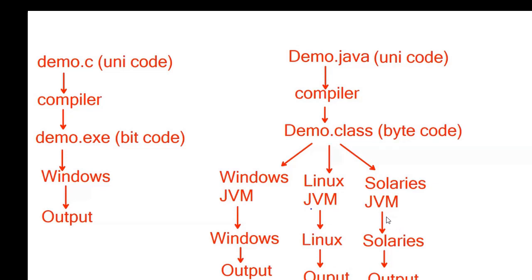Here also, what will the interpreter do? Solaris OS understandable bitcode will be generated. And in Mac OS, a JVM will also be available, and the interpreter will be available in it. What will the interpreter do? Mac OS understandable bitcode will be generated. Like that it works internally.